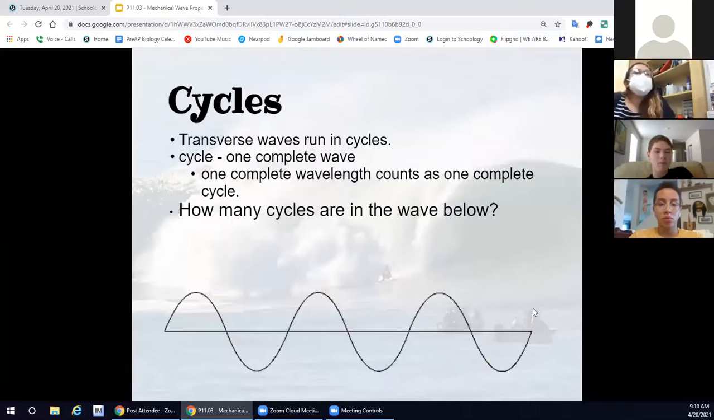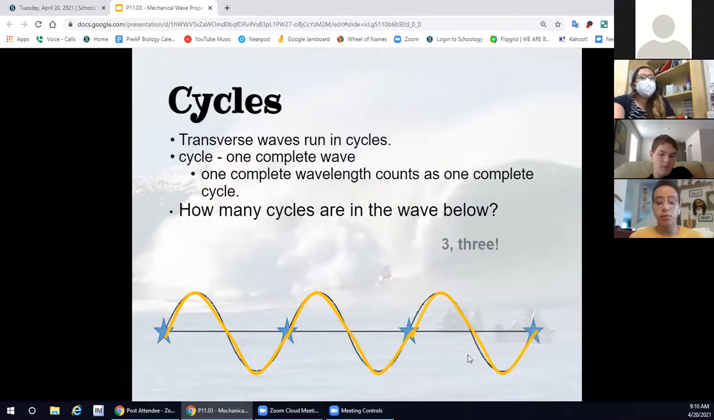So cycles, transverse waves run in cycles. A cycle is one complete wave. In this example, how many cycles do we have? Well, this is one wave. This is a complete wave because it's two identical parts. This is another, two identical parts, and another, two identical parts. So that's 3 cycles in this wave. Again, it has to be identical parts. You can't have it starting at the equilibrium line going to a trough. Those aren't identical. Those 2 points won't count.